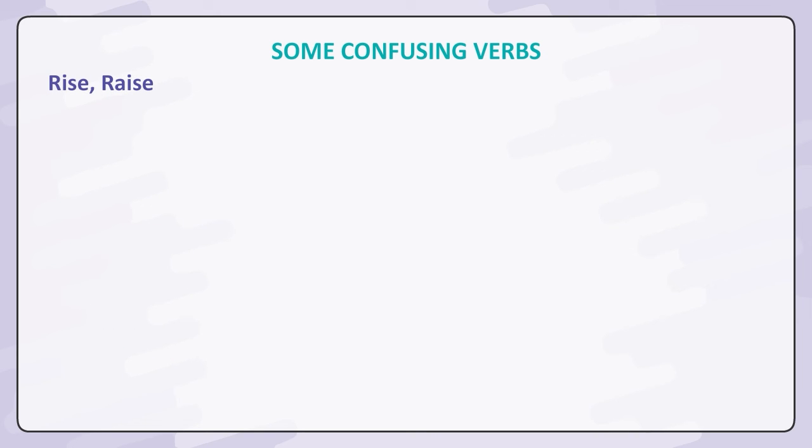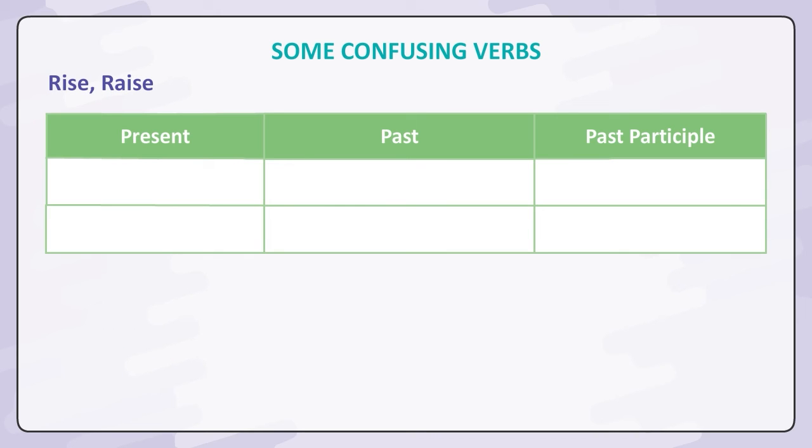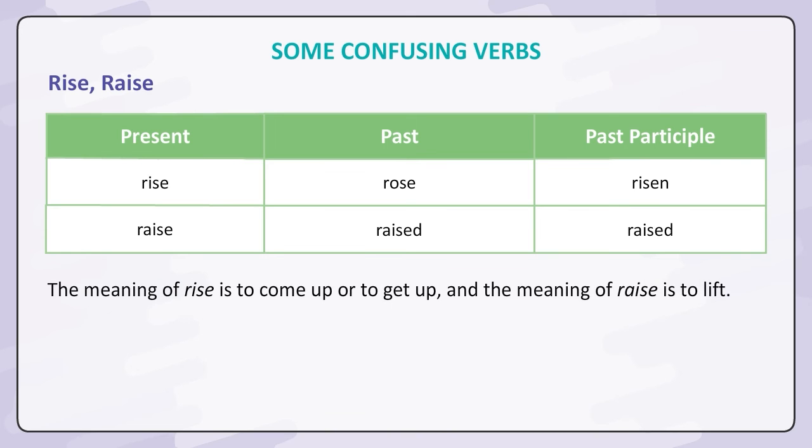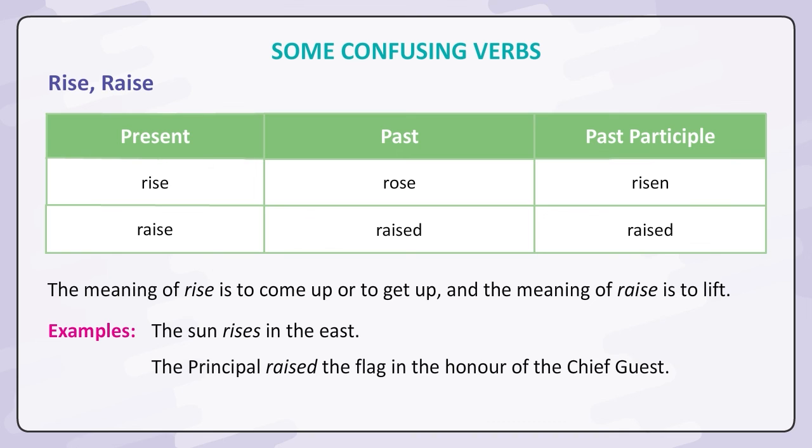Rise, raise. Present, past, past participle. Rise, rose, risen. Raise, raised, raised. The meaning of rise is to come up or to get up, and the meaning of raise is to lift. Examples: The sun rises in the east. The principal raised the flag in honor of the chief guest.